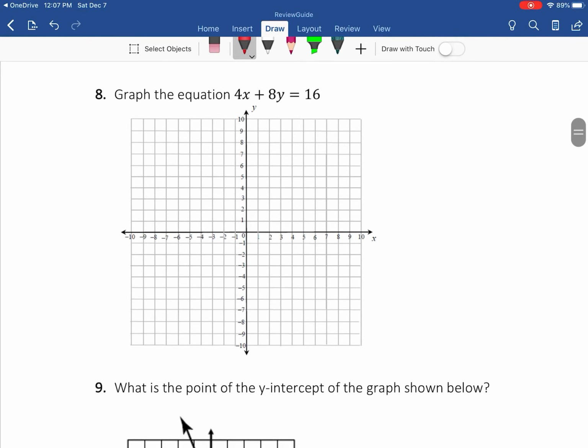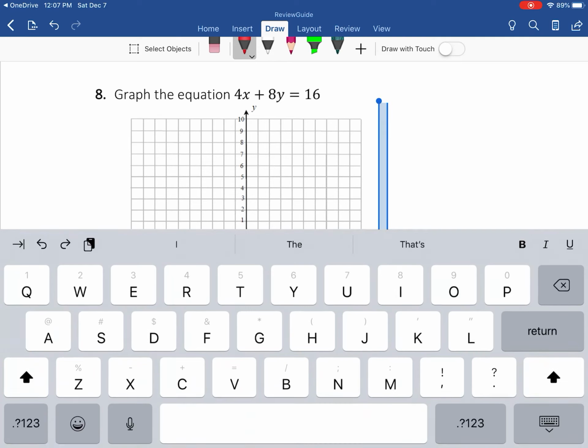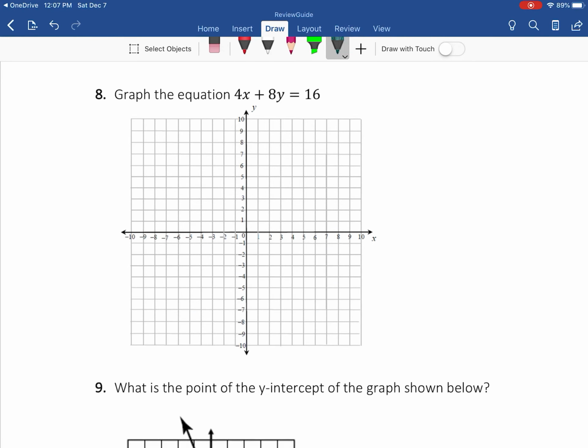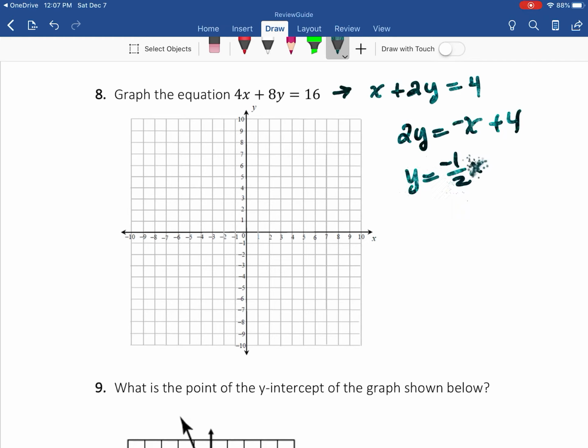Number 8, we're going to graph this equation. Note, all of these are divisible by 4. So I can quite simply and easily change this so that this is x plus 2y is equal to 4. That makes it a lot easier to deal with. So that becomes 2y is equal to negative x plus 4. Divide by 2. Y is equal to negative 1/2 x plus 2. So I'm going to go up here to my y-intercept of 2. I have a negative slope of 1/2, so I'm going to go down 1, right 2, down 1, right 2, down 1, right 2.